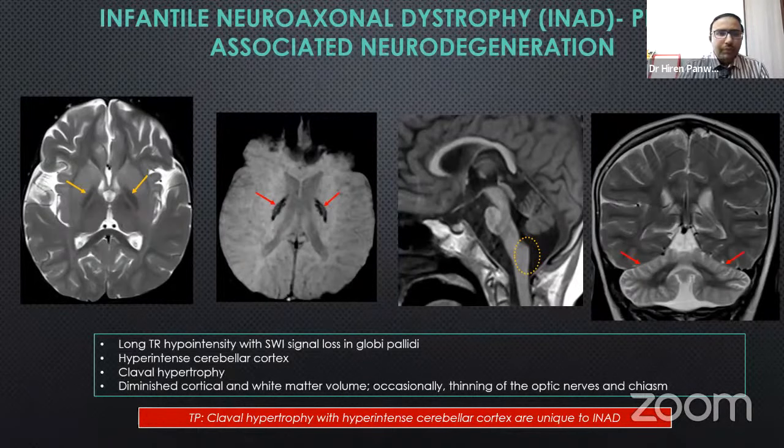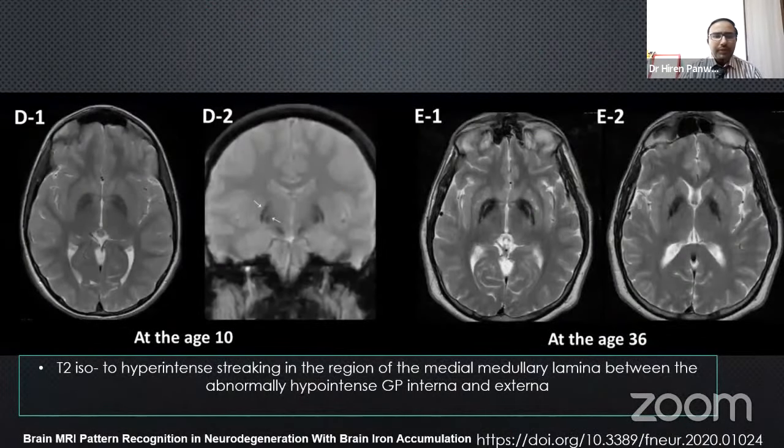In the initial scan, you might not see all the features in this patient as these features evolve over time. So these findings, if seen, are pathognomonic, but if they are not seen in all constellation, then you cannot exclude the condition. This is the condition which has specific appearance on SWI and T2-weighted images.